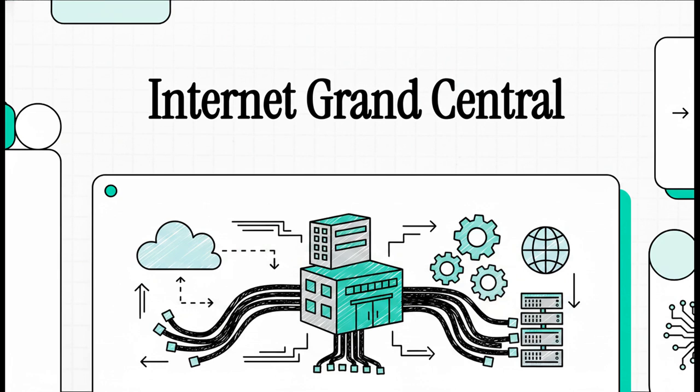Welcome to This Explainer. Today, we're going to strip away that illusion of the cloud and take a real step-by-step physical walking tour of the internet's hidden infrastructure. We're talking about the actual steel, the fiber, and the protocols that make our hyper-connected world possible. We are stepping inside the architecture of connectivity.